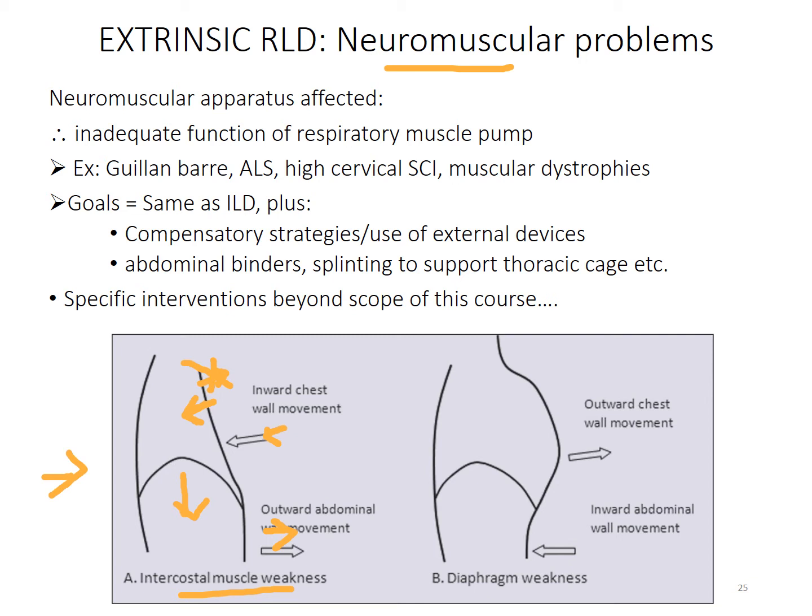So on the right, you have the opposite. You've got diaphragm weakness, so this isn't working. This is gone. And so if you have your intercostals working properly, that creates this negative pressure, and it actually sucks the diaphragm up and sucks the abdomen in. So this is called paradoxical breathing patterns. And these kinds of breathing patterns you'll only see in the presence of severe neuromuscular disorders like these ones: Guillain-Barré, ALS, high cervical spinal cord injury, and muscular dystrophies.